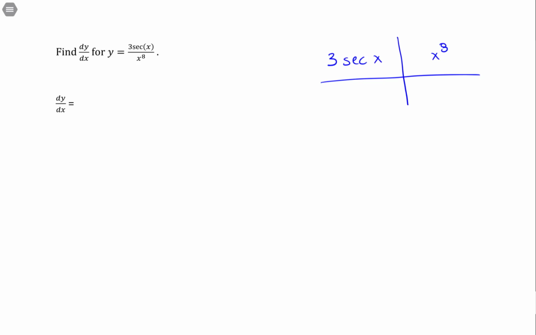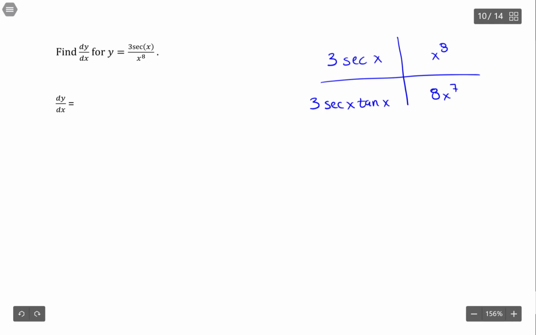All right, so the derivative of the numerator. The derivative of secant is just something you need to memorize. It is secant x tangent x. The derivative of the denominator is 8x to the 7th. So these two values multiply together, and that gives us the product for the numerator.